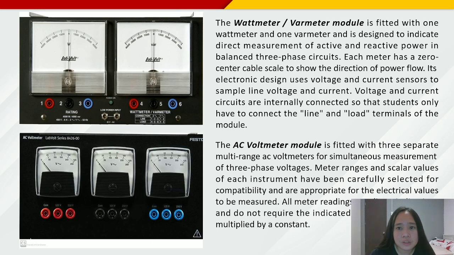First is the watt meter or var meter module. It is fitted with one watt meter and one var meter and is designed to indicate direct measurement of active and reactive power in balanced three-phase circuits. Each meter has a zero center scale to show the direction of power flow. Its electronic design uses voltage and current sensors to sample line voltage and current. Voltage and current circuits are internally connected so that students only have to connect the line and load terminals of the module.